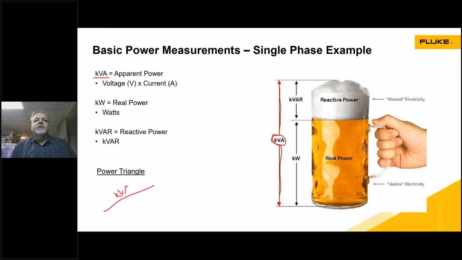So let's draw the kVA as just a red line up and to the right. The watts itself is the real power. In other words, what is the work being done? In a beer application, the work is the beer.